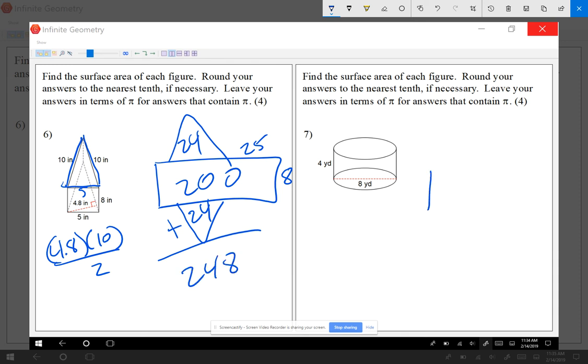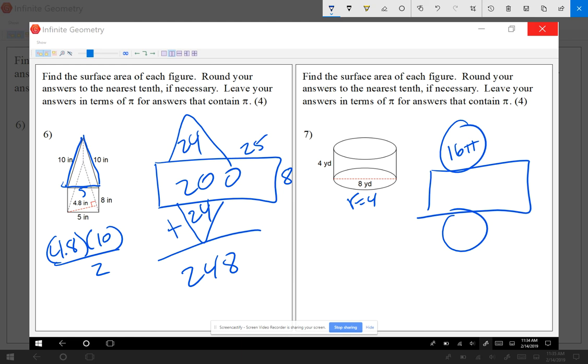For question number 7, I'm going to do a big rectangle and 2 circles. My radius is 4 because the diameter is 8. Each circle is 16 pi, radius squared. Then I ask myself, which number has nothing to do with my circles? So the small side is 4, because the radius is 4. The long side of my rectangle is 8 pi, radius times 2. Now I'm looking at 8 pi times 4. That's 32 pi. Add everything, and you're done.